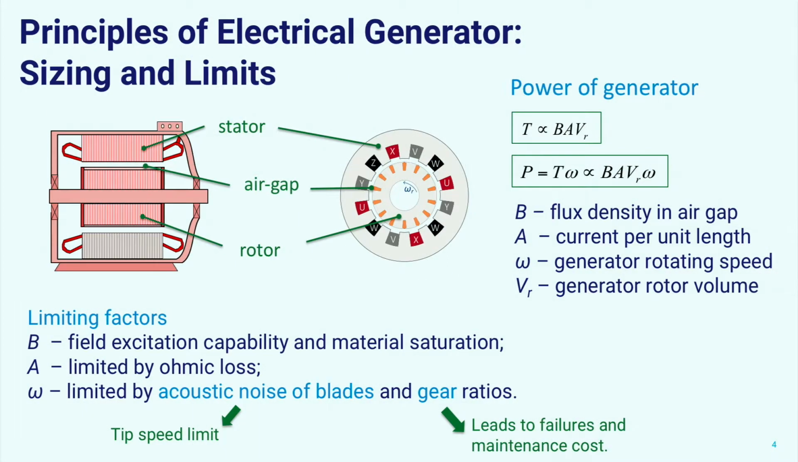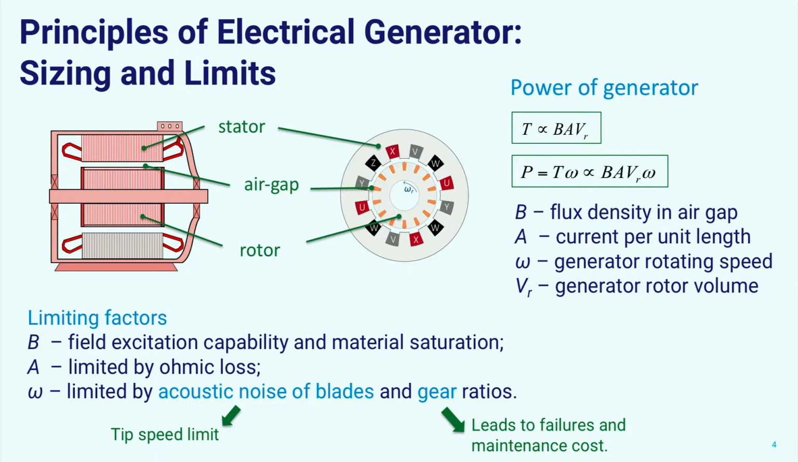The torque the generator can deliver is therefore proportional to the product of the magnetic flux density in the air gap B, the current loading per unit length along the air gap circumference A, and the volume of the rotor V_R. As we also know, the power of the generator P is calculated from the product of the torque T and the rotating speed omega. Now we can draw a conclusion. The volume of the generator rotor is proportional to the power and inversely proportional to the rotating speed.